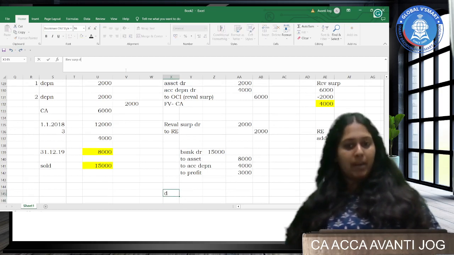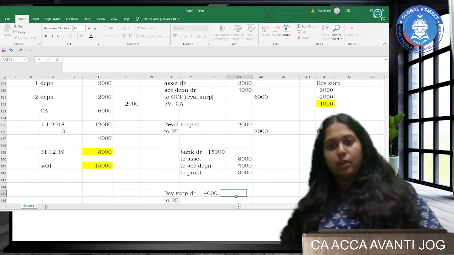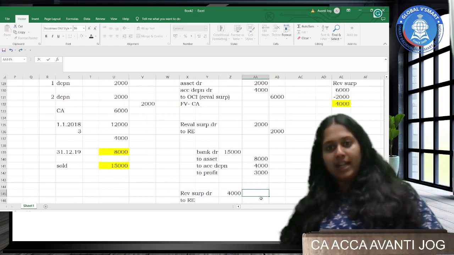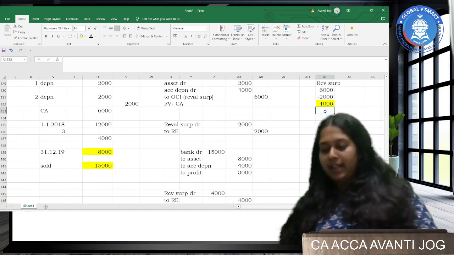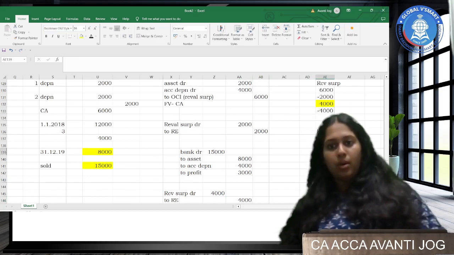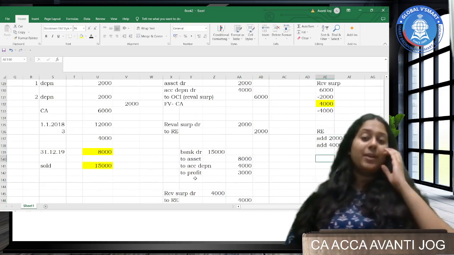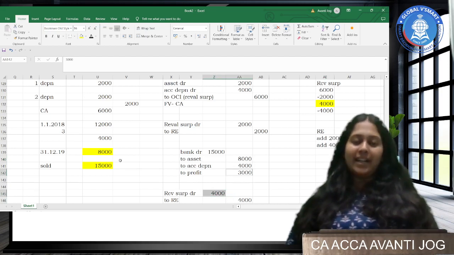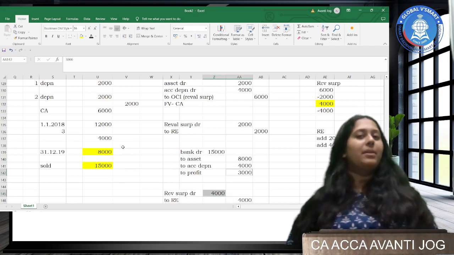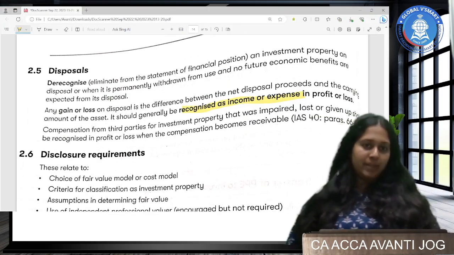So what is the entry I pass? Revaluation surplus account debit to RE. Main ye jo bhi reserves hai, wo abhi realize ho gaya hai. So main actual earnings दिखा सकती हूँ, करेक्ट? सो 4,000 मैंने ले लिया, ये मैंने यहाँ से निकाल दिया और मेरे रिटेंड अर्निंग्स में ऐड कर दिया because this is my actual profit now. So as you can check, if we add 4,000 and 3,000, this is the exact difference between the sale value and the carrying amount. Okay, so in this manner we do the disposals of assets.